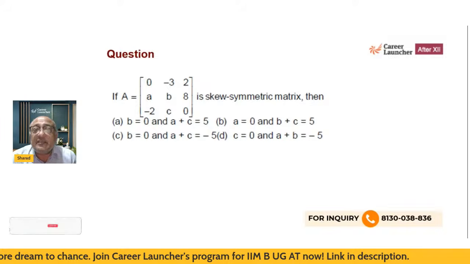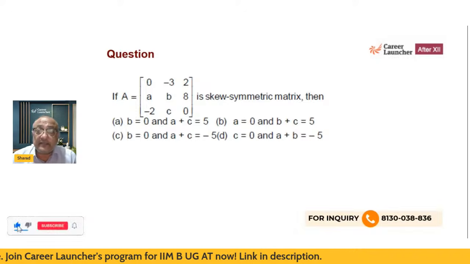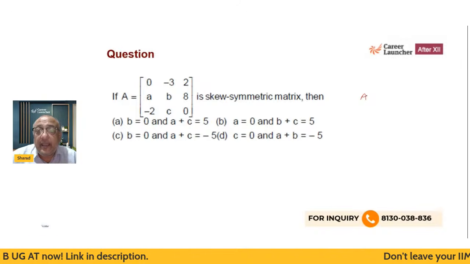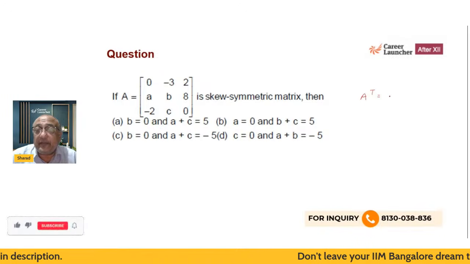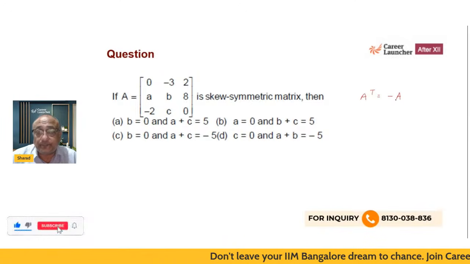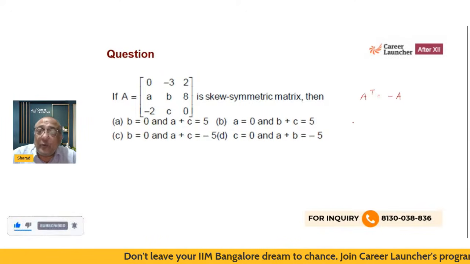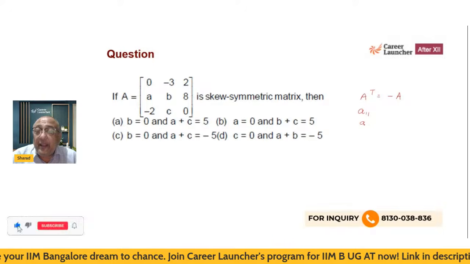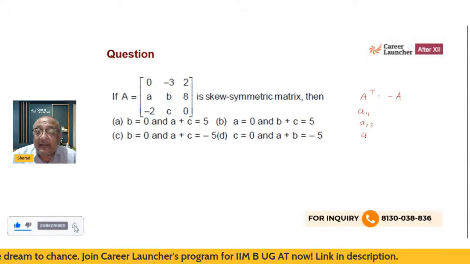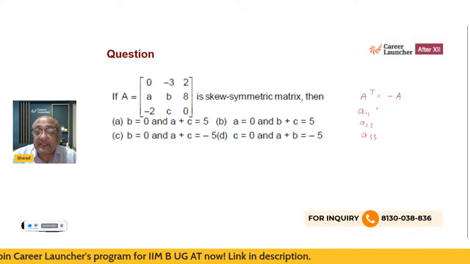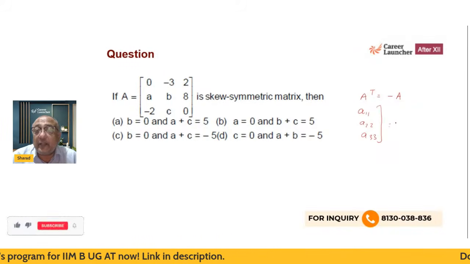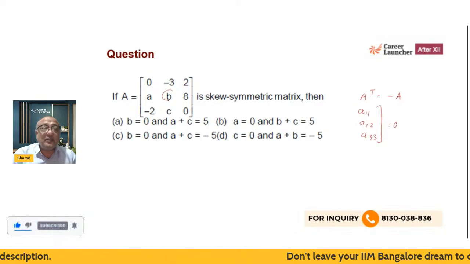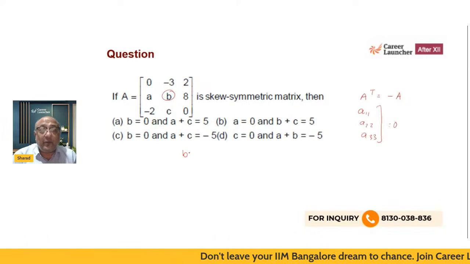Now let's take another question. It is about a skew-symmetric matrix. What is a skew-symmetric matrix? A skew-symmetric matrix is simple. A transpose is not A, but it is minus A. So what is happening over here? All the principal diagonal elements, A11, A22, and A33, are equal to 0. Are they 0 here? No. One B is there. So this B will be equal to 0.